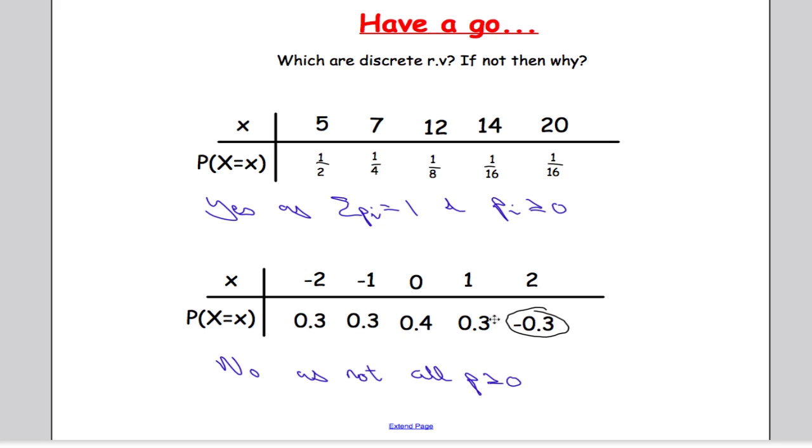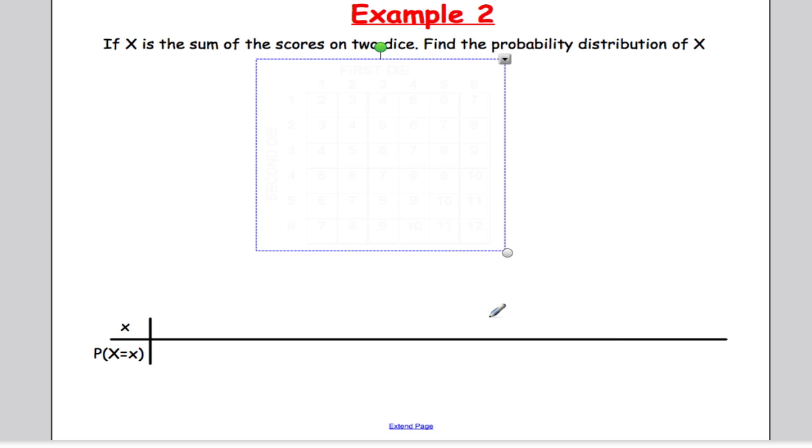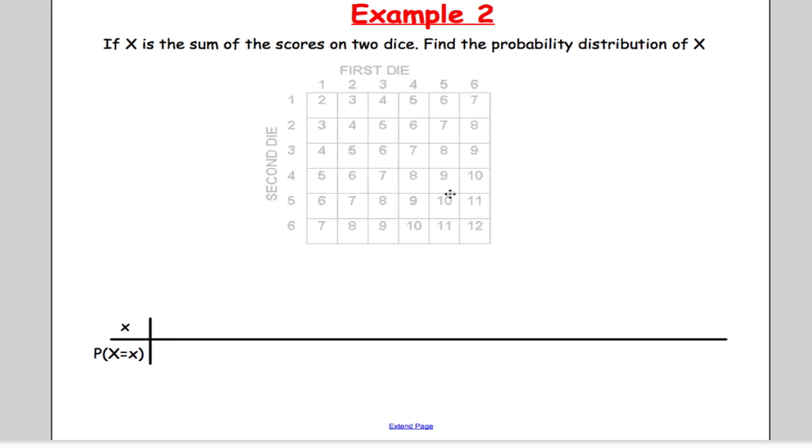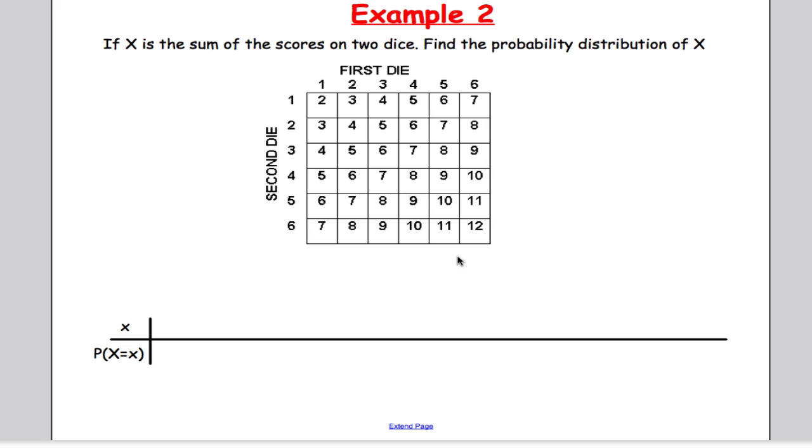Alright, let's move on to another example. If X is the random variable, and that random variable is the sum of the scores on two dice, we're asked to find the probability distribution of X. In other words, we're going to have to fill out this table here. A good place to start is with a sample space diagram. It's the sum of the scores on two dice. We've seen this many a time, so that's our sample space diagram.